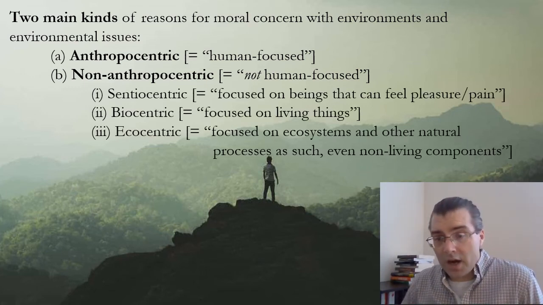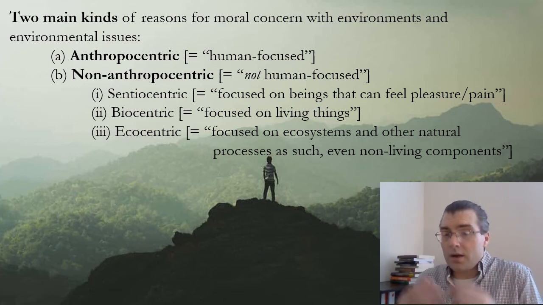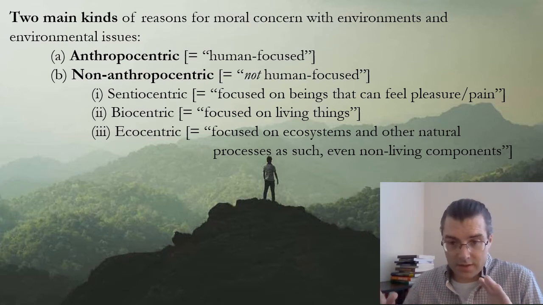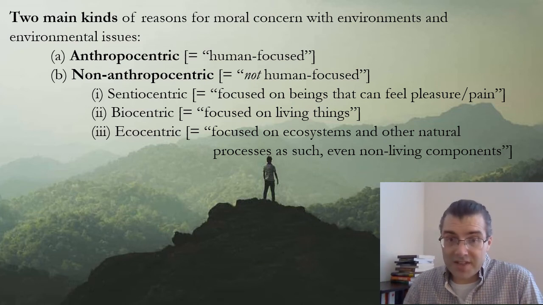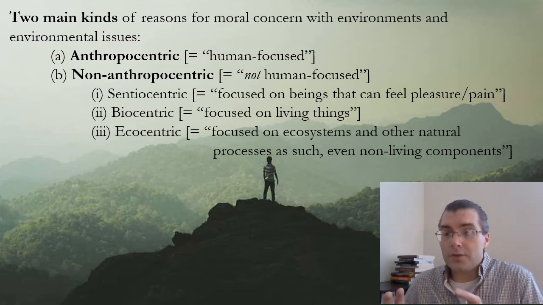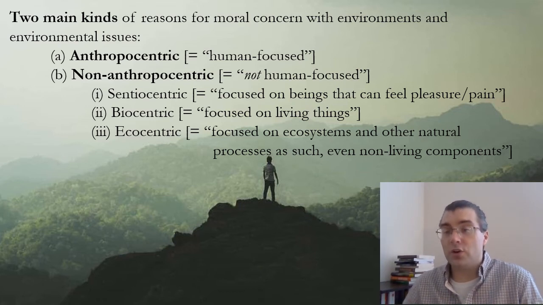Now, within the non-anthropocentric set of arguments, there are some subdivisions that it's useful to recognize sometimes. So one is sentiocentric positions. These are positions where the paradigmatic example is utilitarianism. Sentiocentric positions focus on the pleasure and pain that is felt by some entity that can feel pleasure and pain. So sentiocentric positions say we should care about the pleasure and pain of anything that can feel pleasure and pain. That includes non-human animals as well as humans.